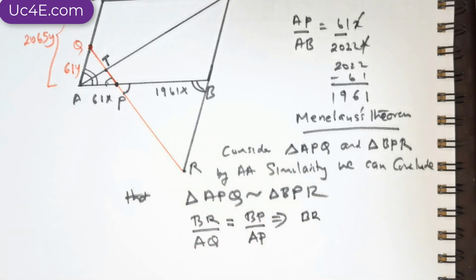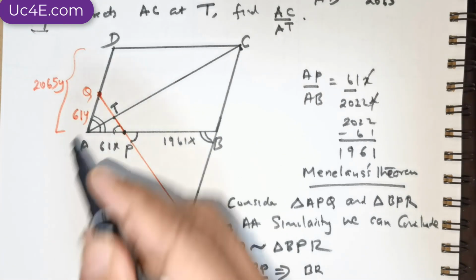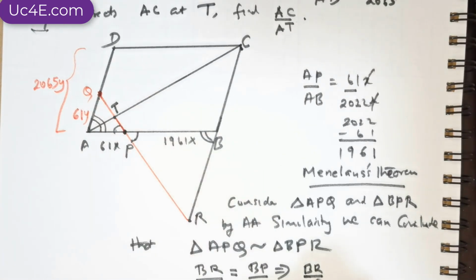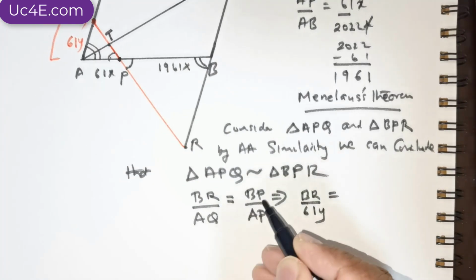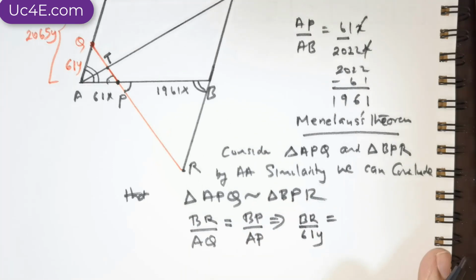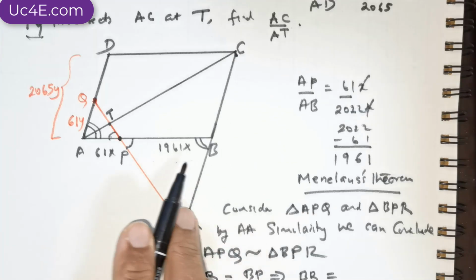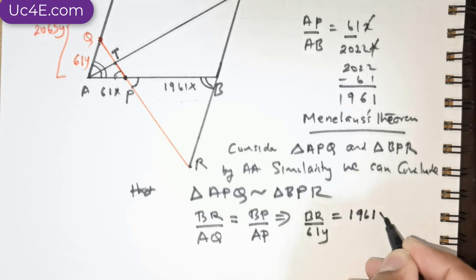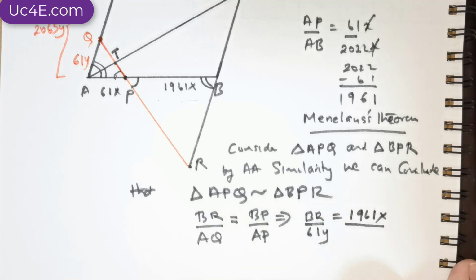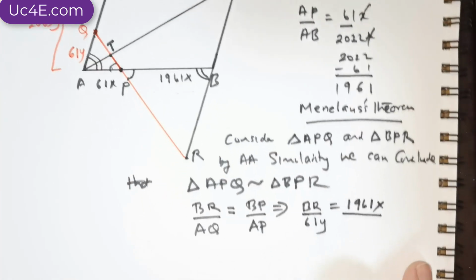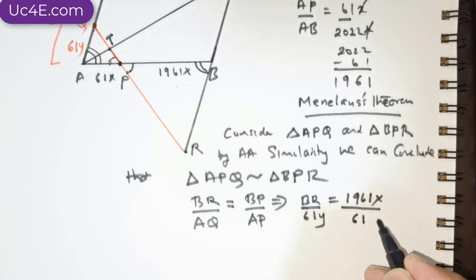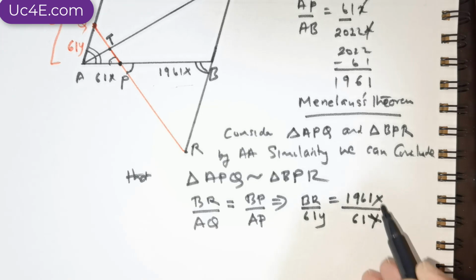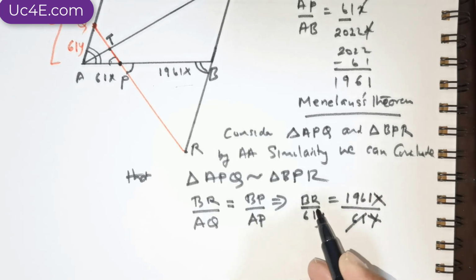BR divided by AQ. Now what is AQ? Now clearly you can see AQ is 61. So you can place that, 61y is equal to BP. What is BP? BP is, this is the value we got, 961. So let me place that value, 961x divided by AP. What is the value that we got for AP? AP is 61x. So I can cancel the x and an x. I can cancel the 61 and a 61.